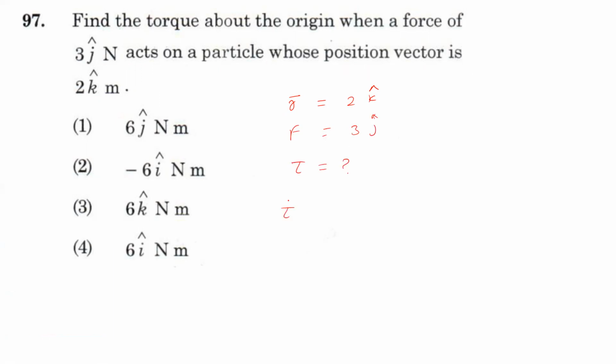What is the formula for torque? Torque is equal to r cross F. Here r is 2k cap and F is 3j cap. 2 into 3 is 6, and k cross j gives minus i. So the answer for this question is torque equal to minus 6i cap. So for the 97th question, the second option is correct.